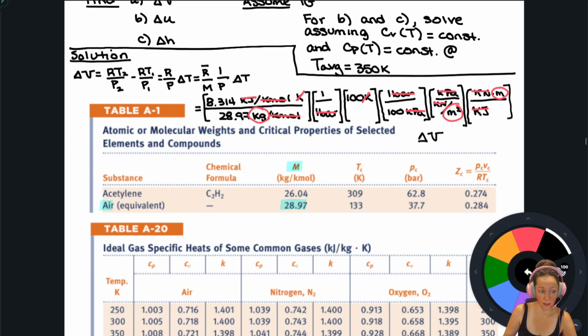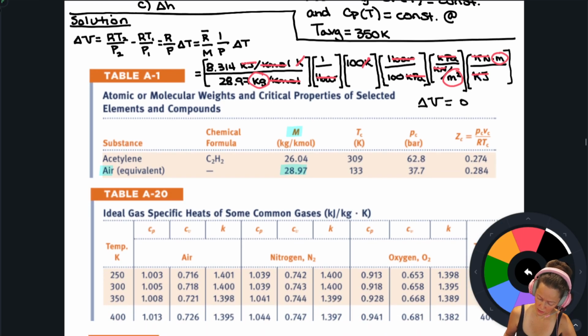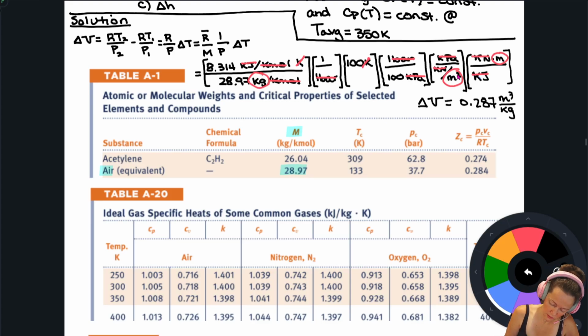So I end up getting V2 is 1.148, V1 is 0.861, and so I get a final value of, it's crazy, it actually works out to 0.287, which is kind of funny. The reason that's kind of funny, well, yeah, it would be 0.287.